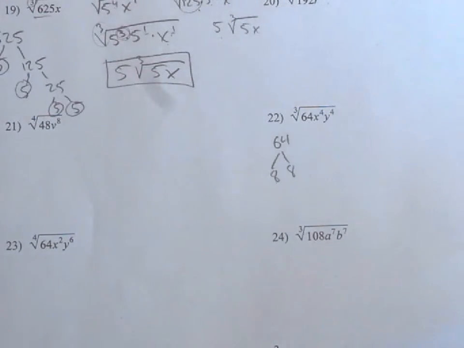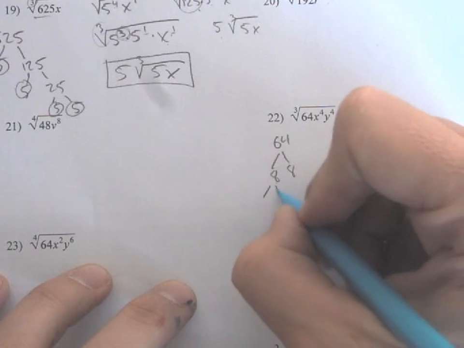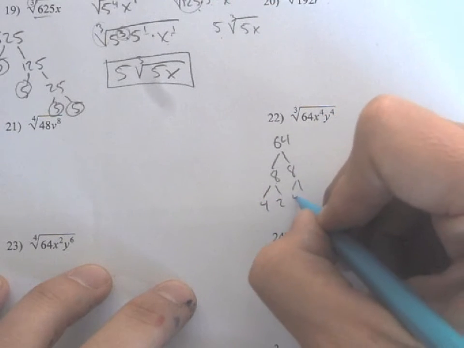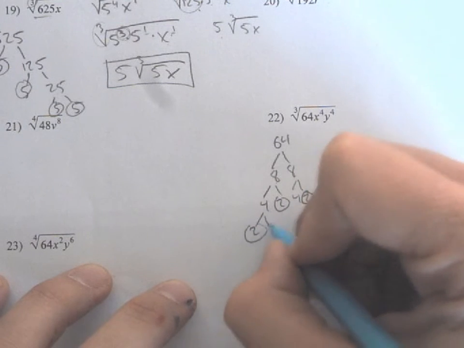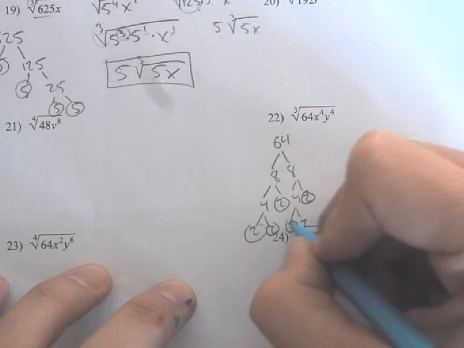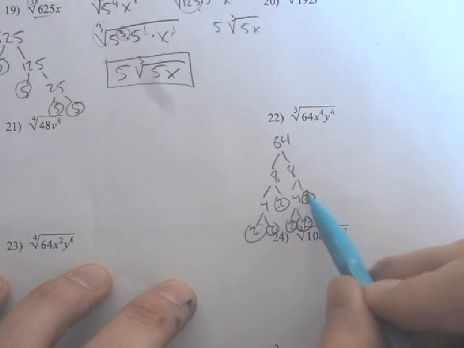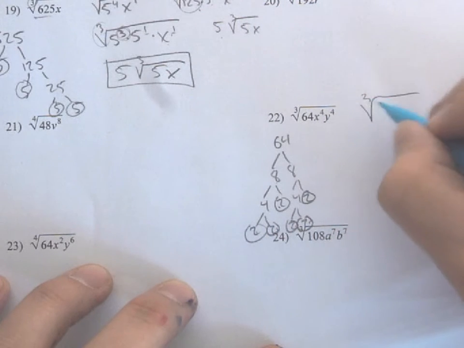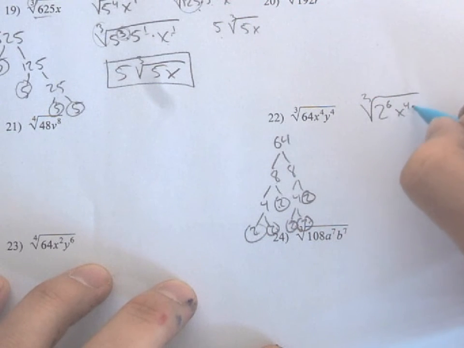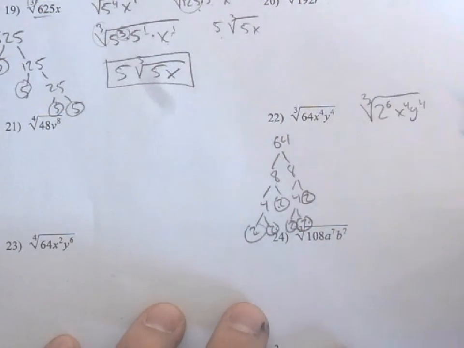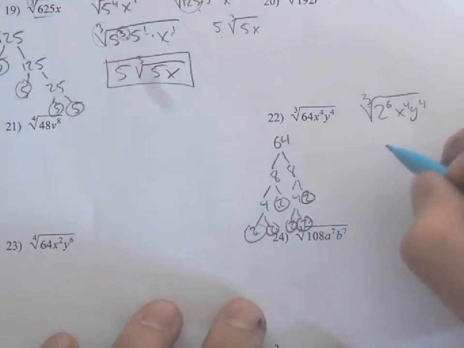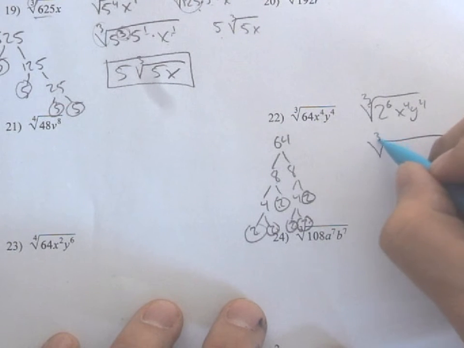So, if you're like, oh, the third root of 8 is 2, you can do it that way. But we got 4 and 2 and 4 and 2, and then 2 and 2, and then 2 and 2. So 1, 2, 3, 4, 5, 6. So we have the third root of 2 to the 6th, x to the 4th, y to the 4th. But we want powers of 3 because this root 3 will undo powers of 3. So we're trying to get powers of 3.